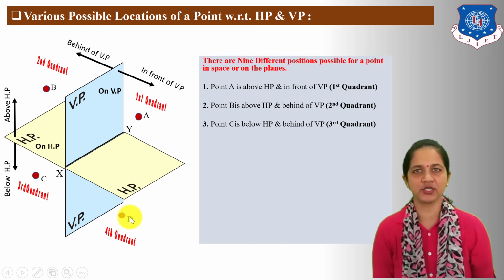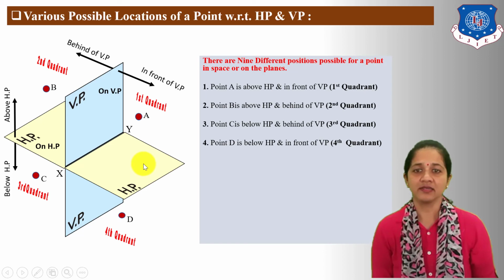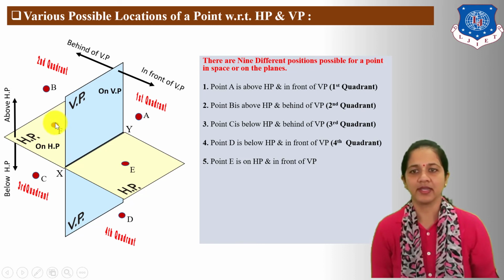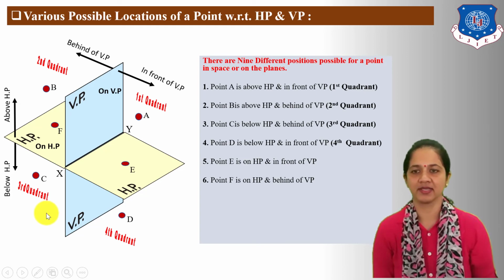Next, the fourth position, of point D in the fourth quadrant. This position is defined as below HP, in front of VP. Next, fifth position: on HP. Here, point E is on HP and in front of VP. Next, sixth location. Here, point F is on HP and behind VP.